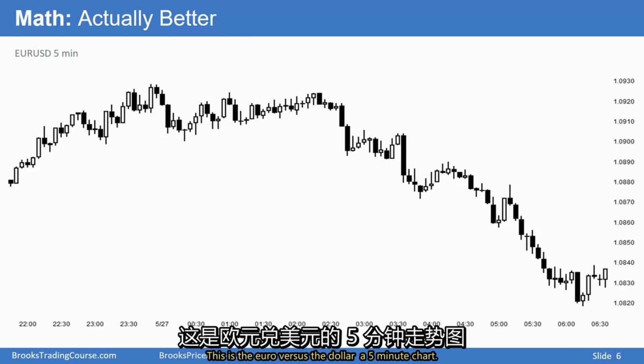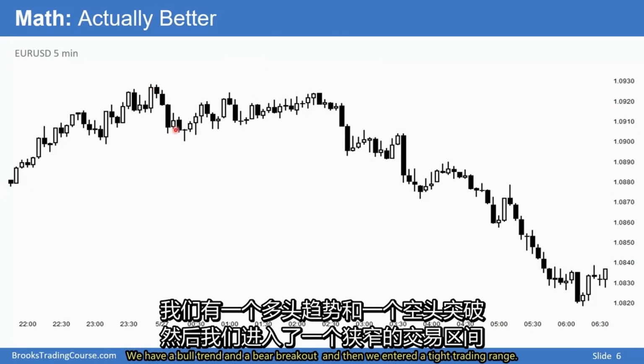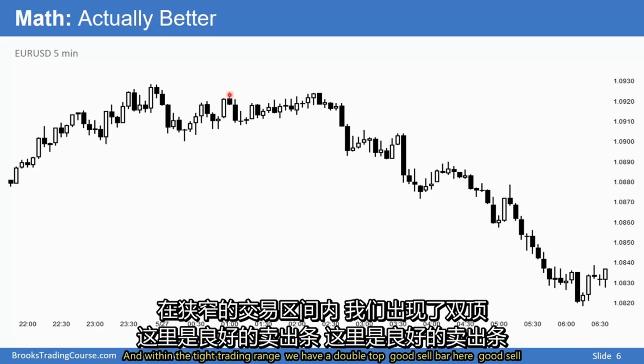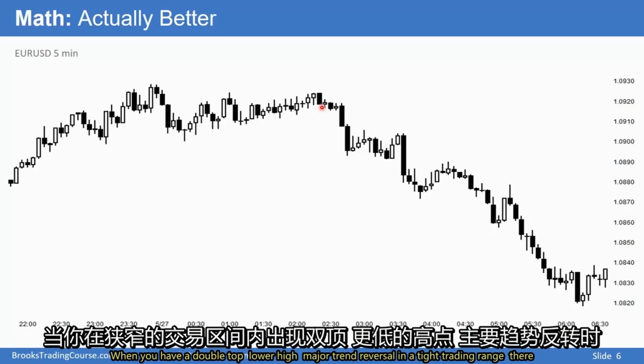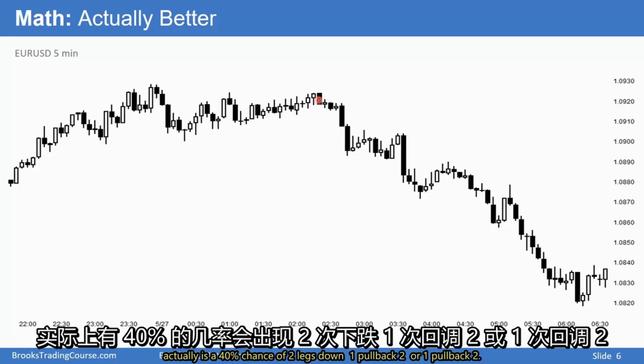This is the euro versus the dollar, a 5-minute chart. We have a bull trend and a bear breakout, and then we entered a tight trading range. And within the tight trading range, we have a double top, good sell bar here, good sell bar here. It's a reasonable trade. When you have a double top, lower high, major trend reversal in a tight trading range, there actually is a 40% chance of 2 legs down, 1 pullback 2 or 1 pullback 2.